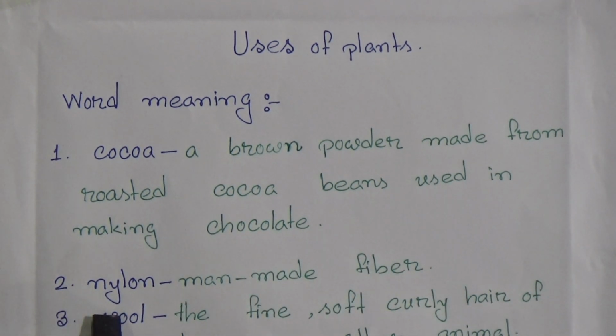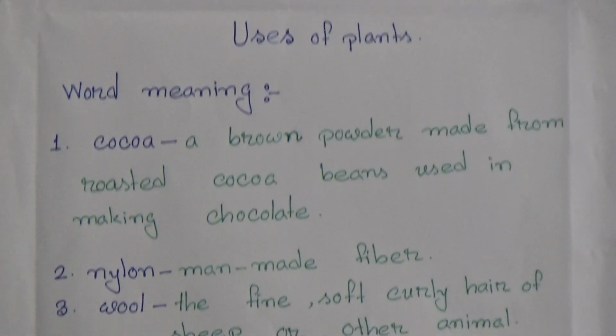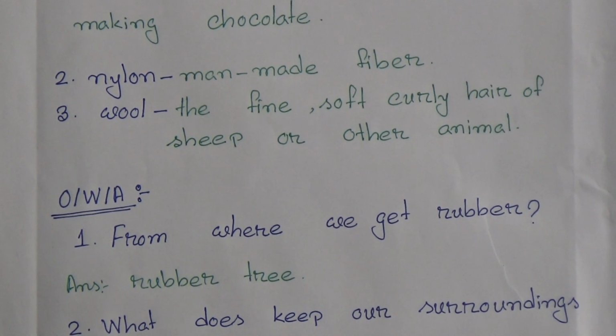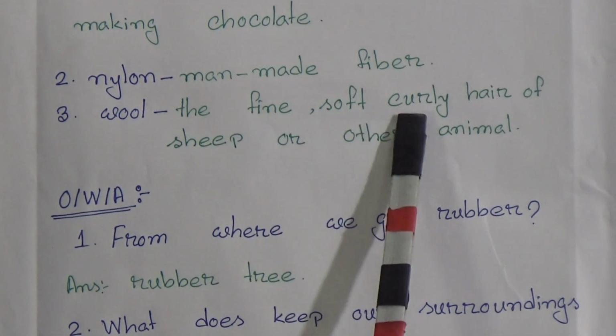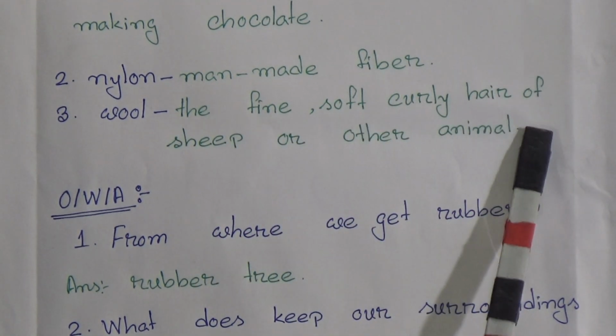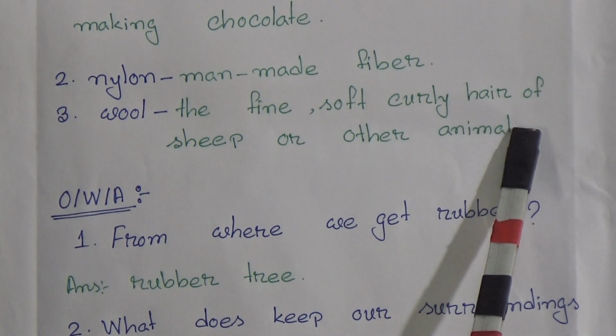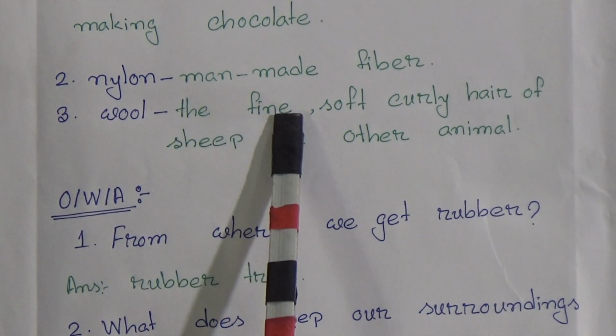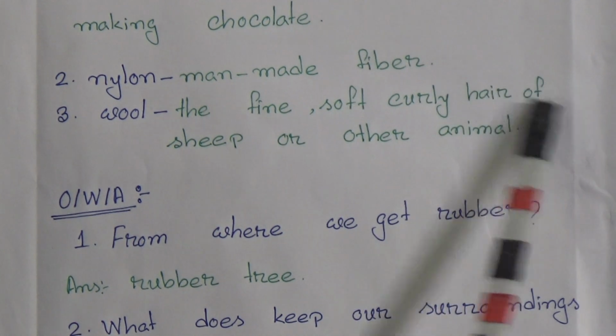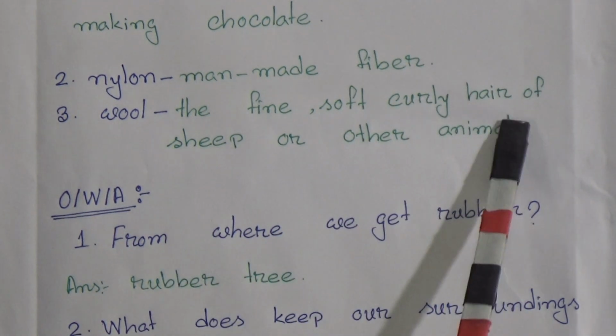Number 2, nylon. N-Y-L-O-N. Nylon means man-made fiber. Number 3, wool. W-O-O-L. Wool means the fine, soft, curly hair of sheep or other animals.